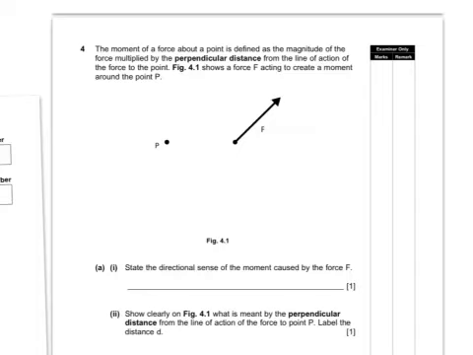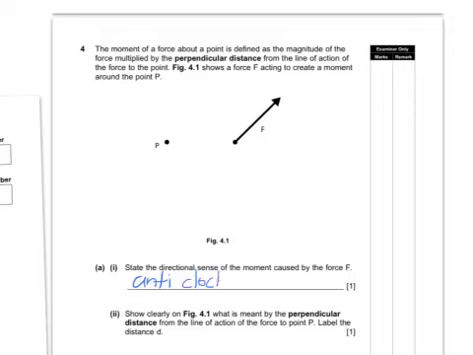This can be one of two things. It can be a clockwise moment or it can be an anti-clockwise moment. So the moment is occurring about this point. If our force is acting in this direction, it's going to cause a rotation in this direction. So it is of course then going to be anti-clockwise. So write that in, anti-clockwise.